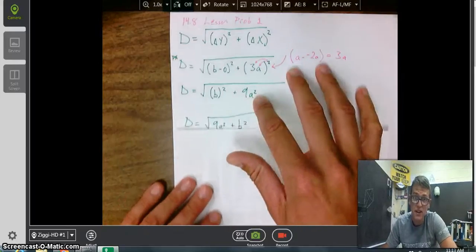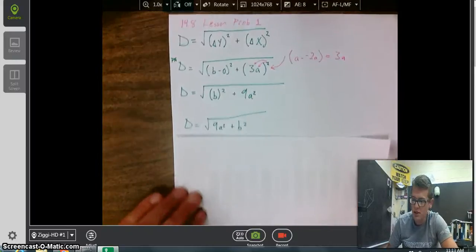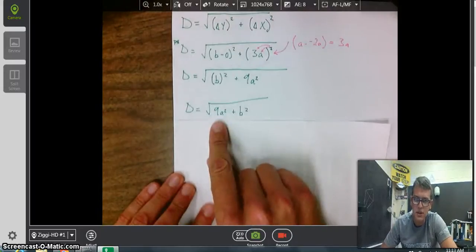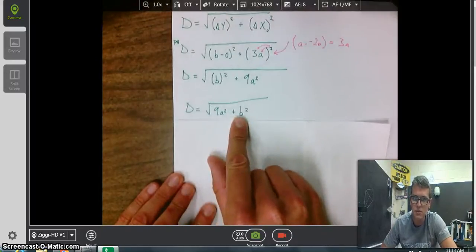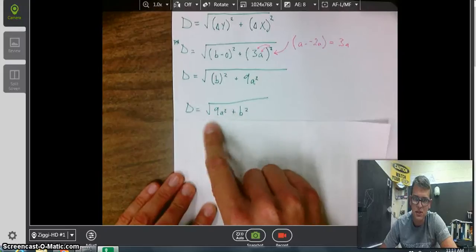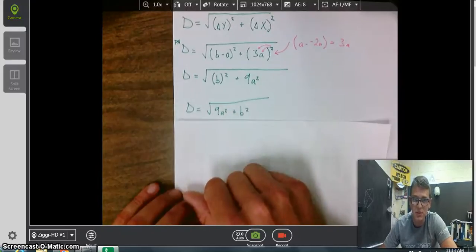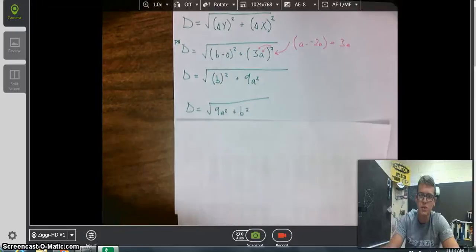And then we move on, and we can rearrange it because it's nice to put our variable terms in order. So we're going to put our a term first. We get 9a squared, and then our b term next, plus the b squared. All of that still under the radical. And since this is a fairly complicated binomial, we're just going to leave it in the radical form.